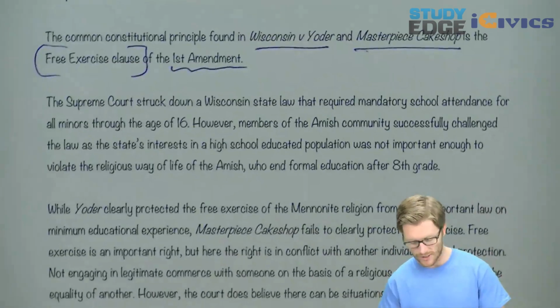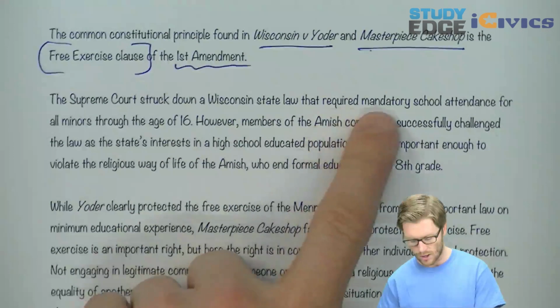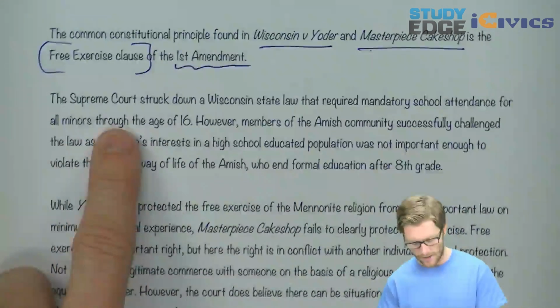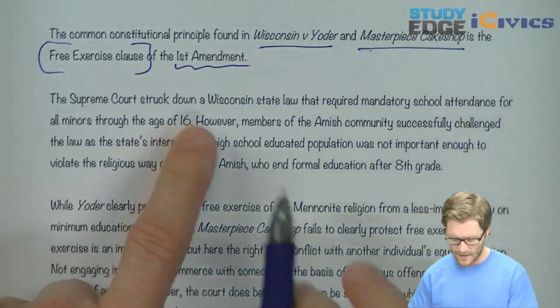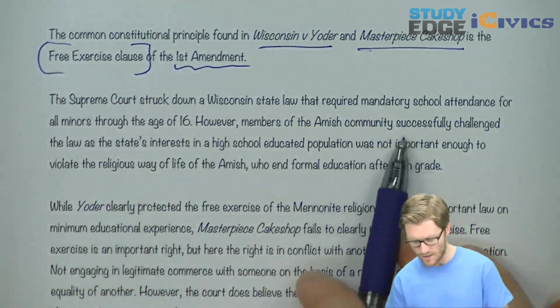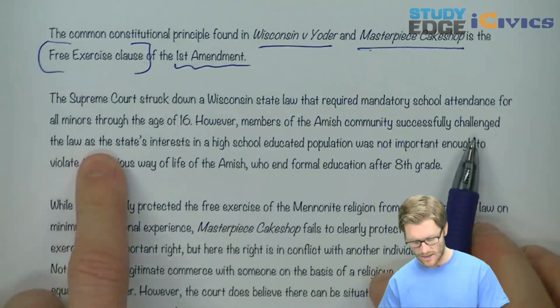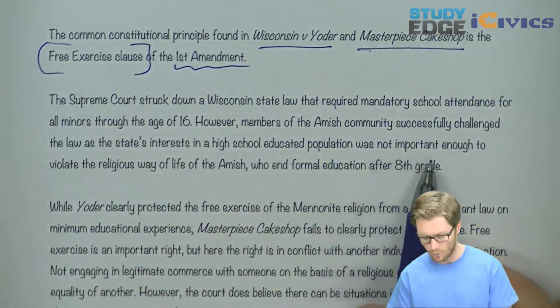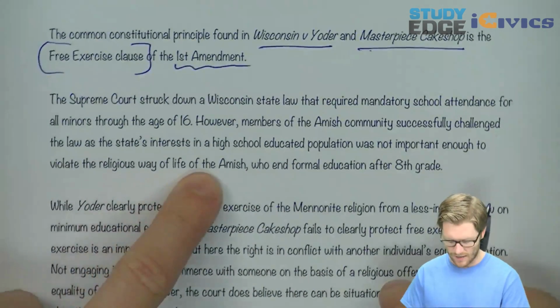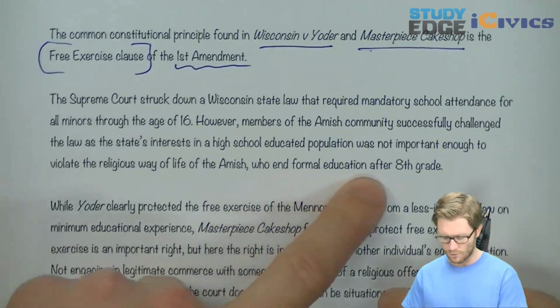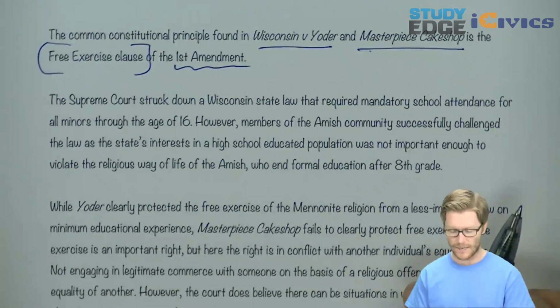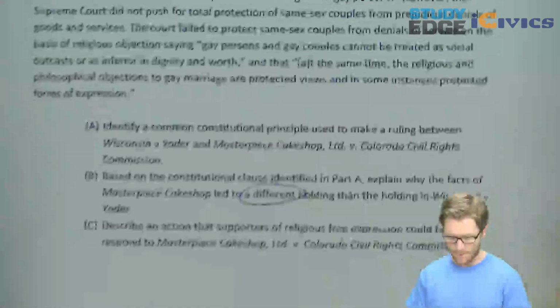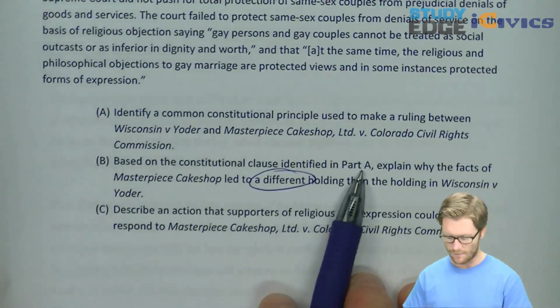The Supreme Court struck down a Wisconsin state law that required mandatory school attendance for all minors through the age of 16. However, members of the Amish community successfully challenged the law as the state's interests in a high school educated population was not important enough to violate the religious way of life of the Amish, who end formal education after 8th grade.